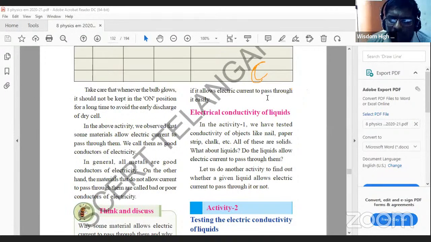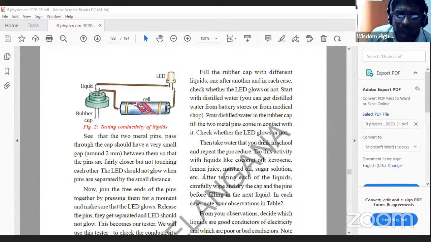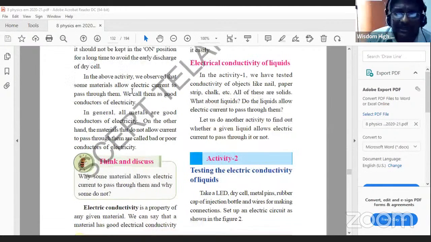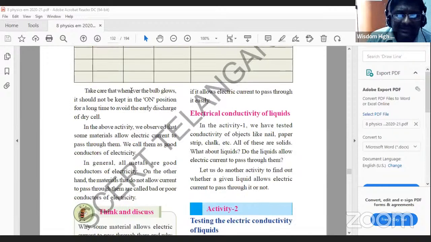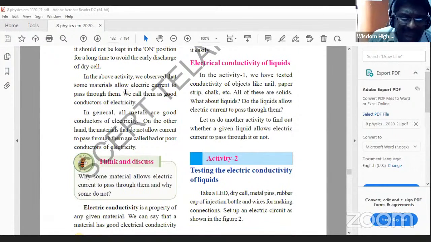Actually, what is the main reason to use an LED bulb in place of an electric bulb? LED means light emitting diode. It can work by the consumption of a lower amount of electrical energy. So, this LED bulb can work by the consumption of a lower amount of electrical energy. Through that activity, we can understand very clearly what a good conductor and a bad conductor of electric current are, and what electrical conductivity is.